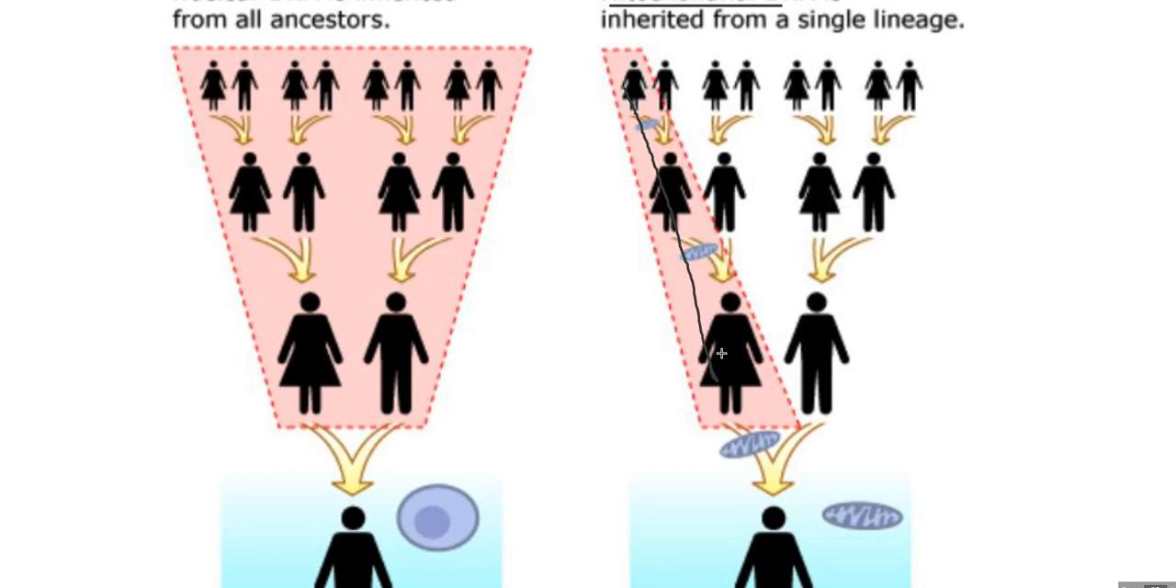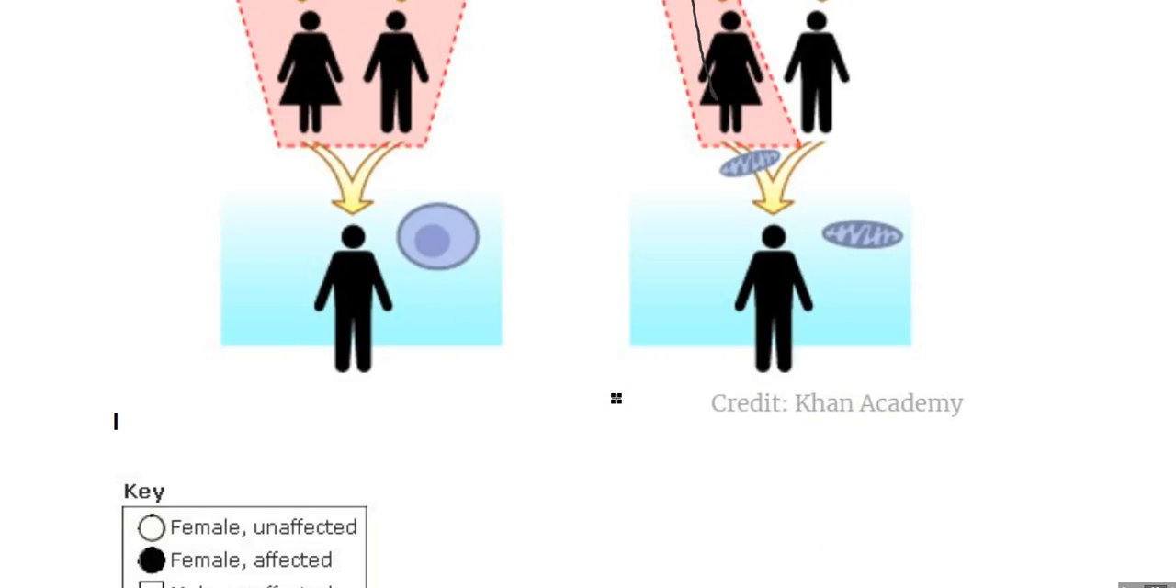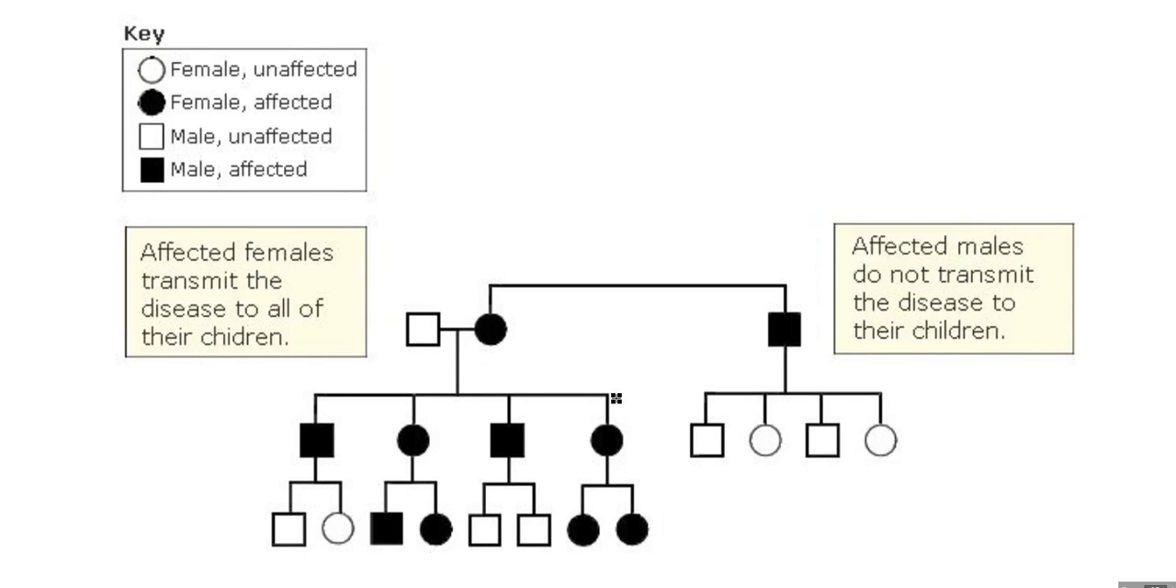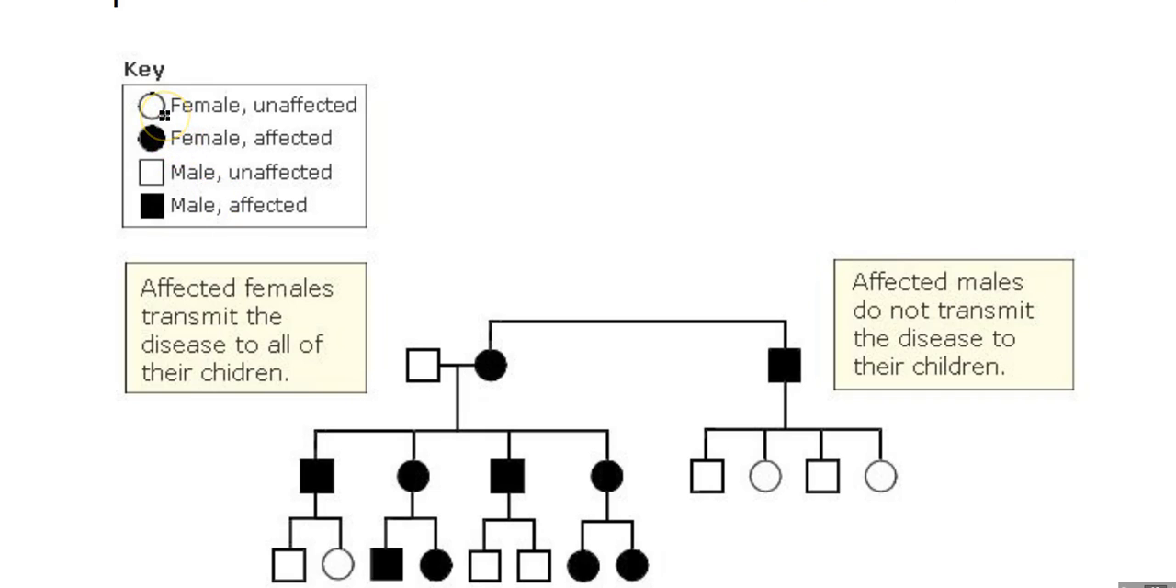If I wanted to know my paternal lineage through 23andMe, I would need to have my brother or my father go through and get that done by looking at their Y chromosome. So let's look at a pedigree here, and notice that we have the key. Females that are unaffected are not colored in. Females that are affected are circles and darkened. Males that are unaffected are unshaded squares, and the dark colored squares are the affected males.